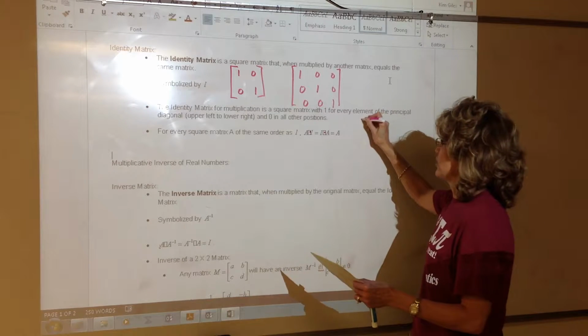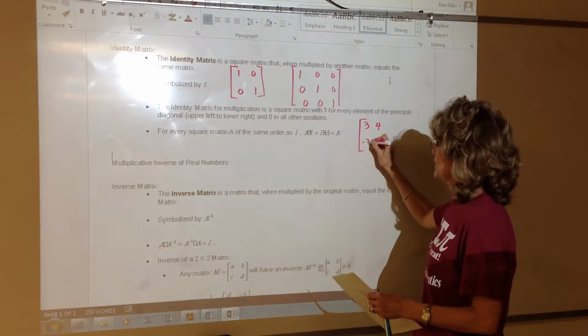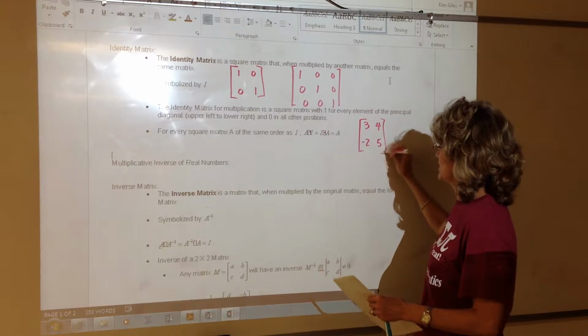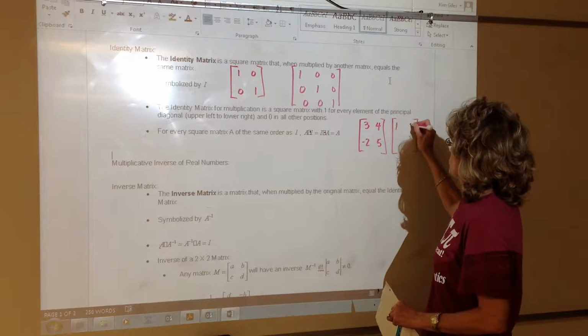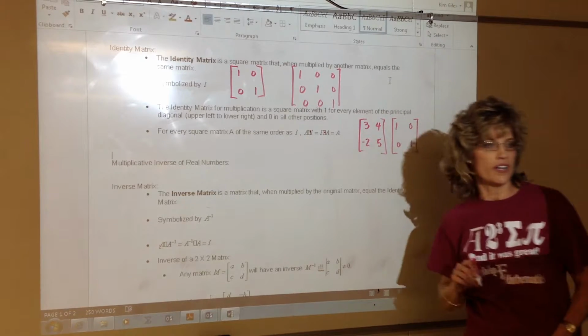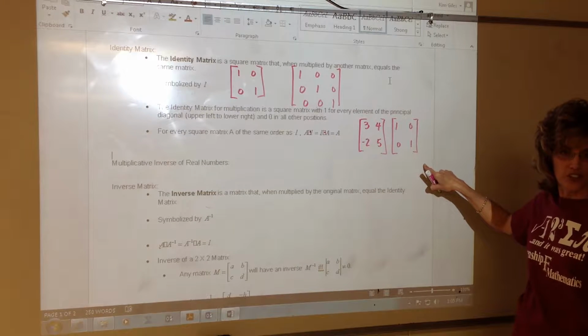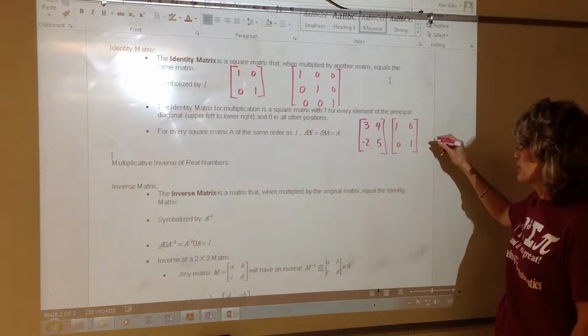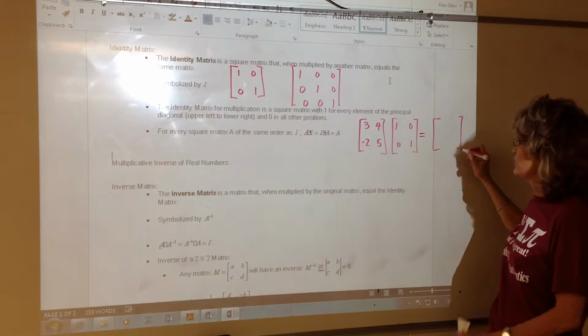Here's an example. Do y'all have an example on your page? 3, 4, -2, 5. Do you have this? Okay, write it down. If you multiply this times 1, 0, 0, 1, you've got a 2 by 2 times a 2 by 2. You can do that multiplication. And furthermore, the answer that you get is a 2 by 2.